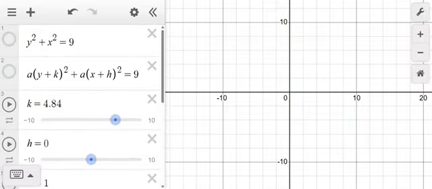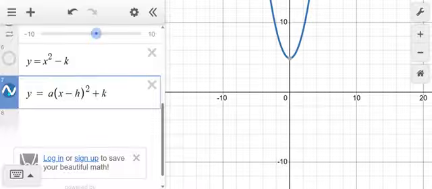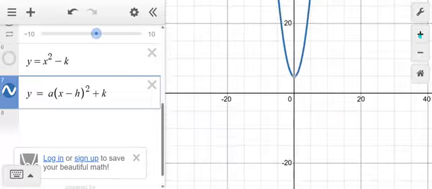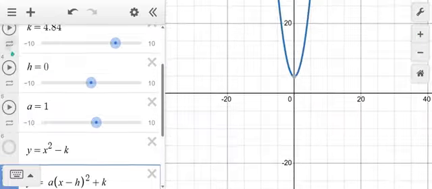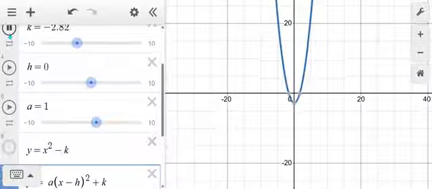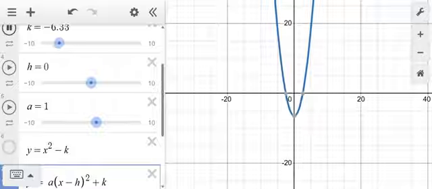All right, so let's look at Desi, our Desmos friend. And so yesterday we were looking at this, right? We're like, what happens when I change the K?